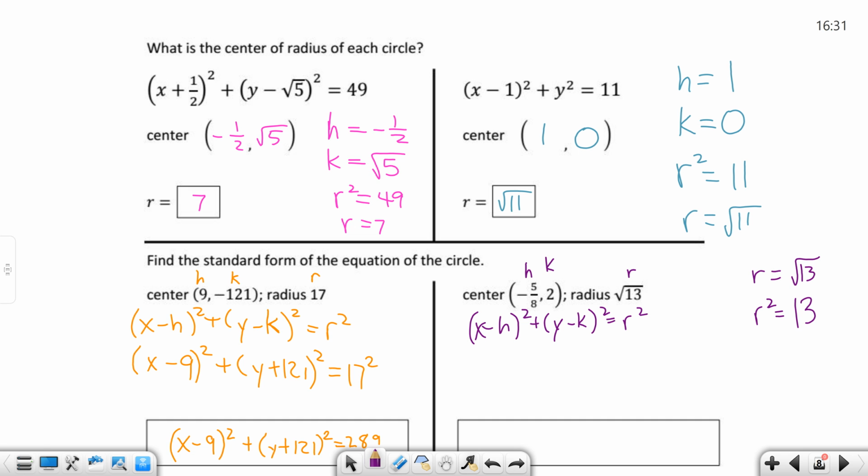So now I can directly plug this in for R squared without having to square it later. So here, since I'm ready to do that, let's go ahead and plug this in. It's going to be what? X plus 5/8, why is it plus? Because it's minus the negative, and that's squared. Don't forget the squared. And then plus what? Y minus 2 squared, right? In parentheses, Y minus 2, and then square it. Equals what? 13, right? I went ahead and found R squared. That way I didn't have to go do that.